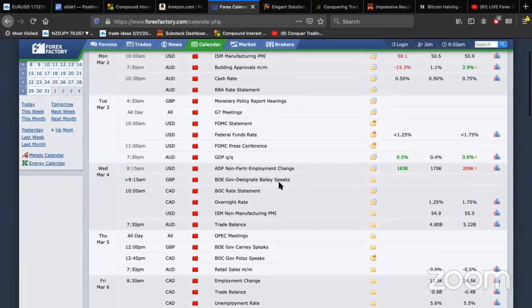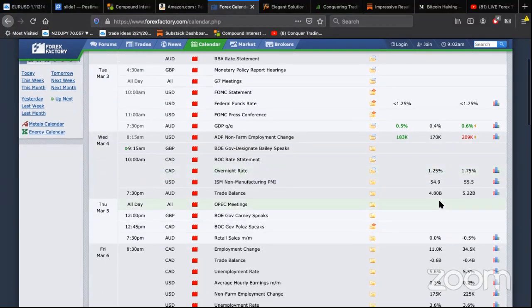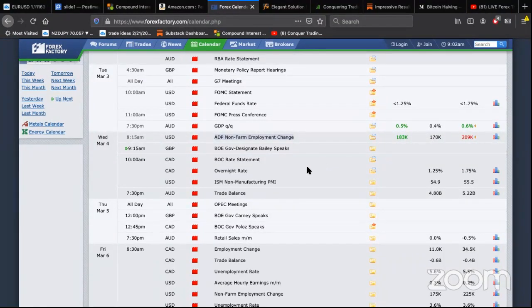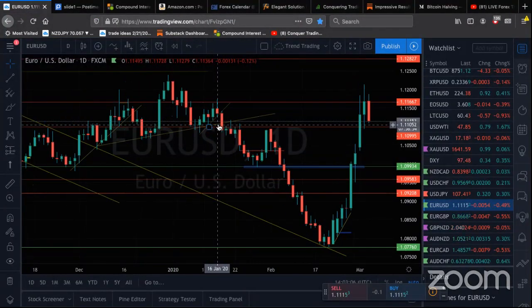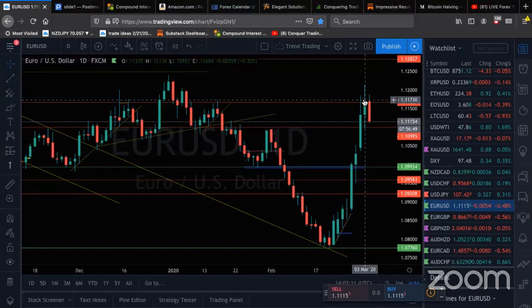We have the Bank of Canada meeting at 10 o'clock a.m. They're expected for a half a percent rate cut. Let's see how the Canadian dollar reacts. I assume it will continue to be weak, but I have no idea. We saw some better than expected ADP non-farm employment change this morning. And we have also at 10 a.m. the non-manufacturing ISM. Let's see, the euro is giving up some of its gains off of this resistance.